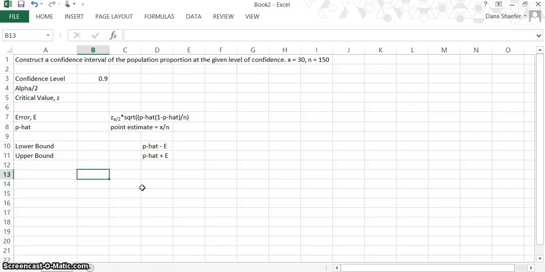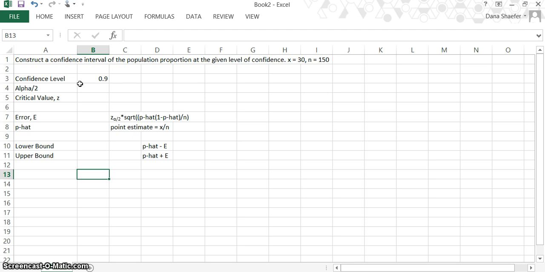This demonstration is going through how to construct a confidence interval of the population proportion at a confidence level that I'm going to use of 0.9. I'm following the technology manual out of our textbook, but I want to do this example with x equals 30 and n equals 150. So the problem starts out with a confidence level of 0.9.